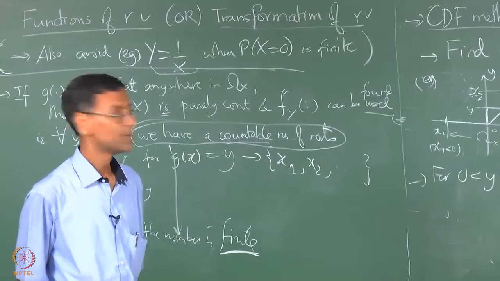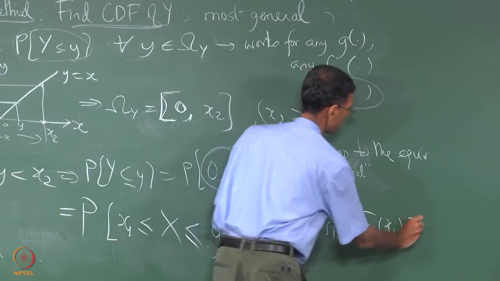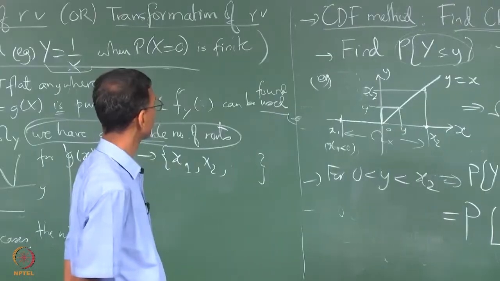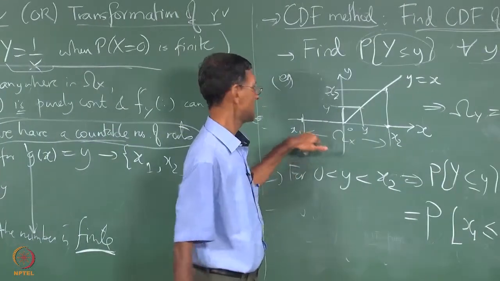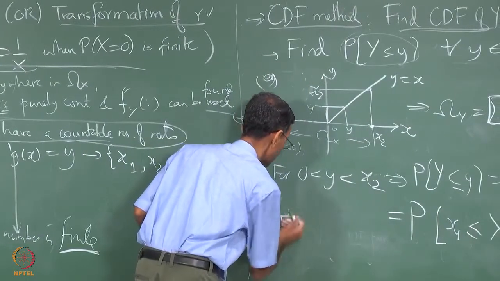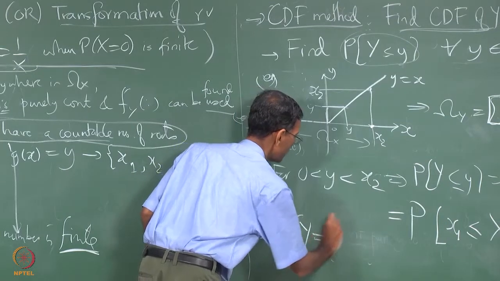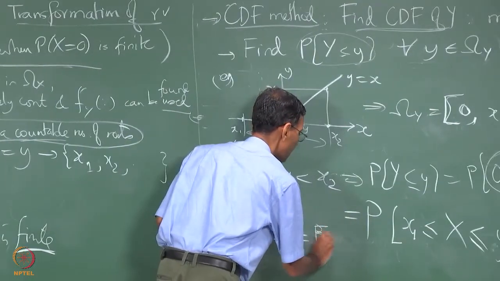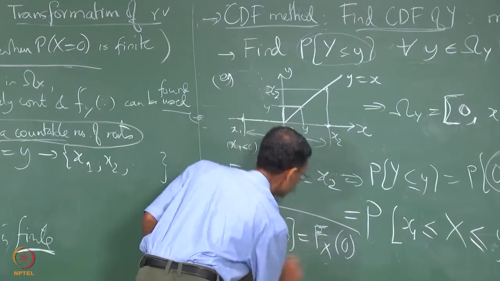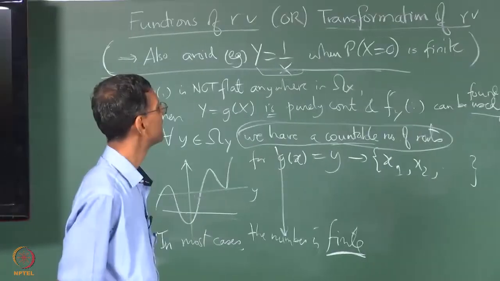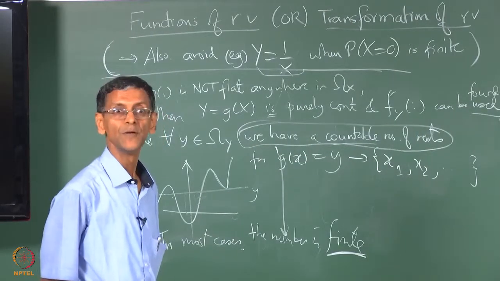Isn't it? Since we will write here, Fx of x1 is 0. We are assuming that this is the leftmost point of omega x. And of course, what is P of y equal to 0? The probability that y is 0 is just Fx of what? 0. Note that is a separate point. Fy of 0 is Fx of 0, is it not?